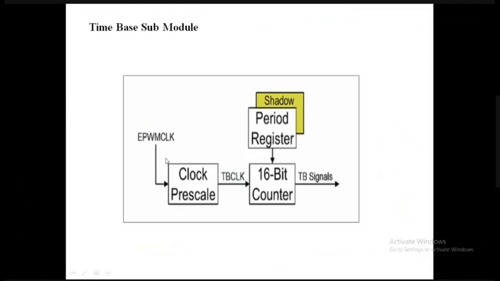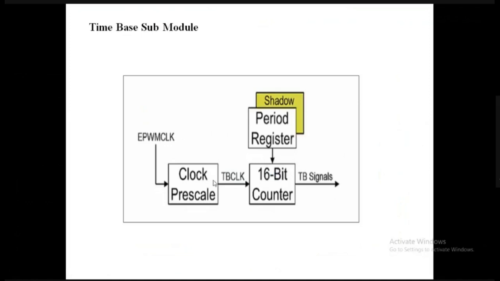Now, what is a pre-scaled version? Pre-scaled version means a clock divider is present. Why is a clock divider needed? Because suppose one EPWM module is operating at 100 megahertz, then the time-based modules, that is the counters in here, cannot operate at the same frequency because you have to synchronize the operation of all the modules.